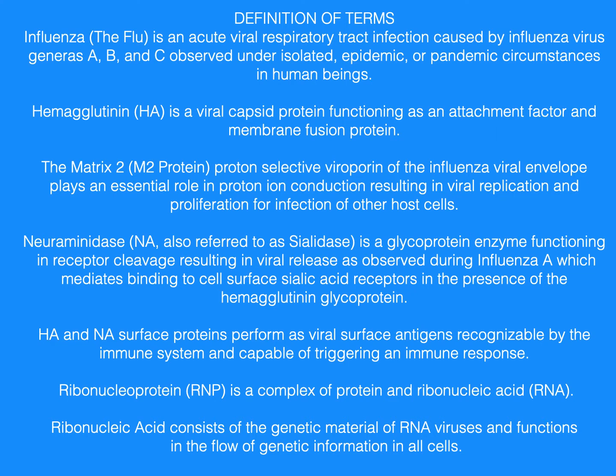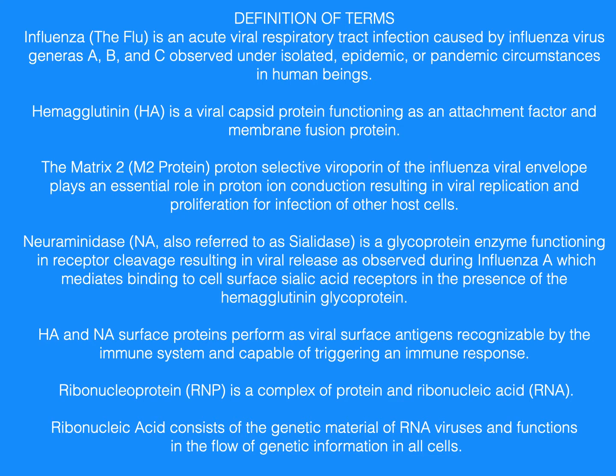The matrix 2 M2 proton selective viroporin of the influenza viral envelope plays an essential role in proton ion conduction, resulting in viral replication and proliferation for infection of other host cells. Neuraminidase, NA, is a glycoprotein enzyme functioning in receptor cleavage, resulting in viral release as observed during influenza A, which mediates binding to cell surface sialic acid receptors in the presence of the hemagglutinin glycoprotein.